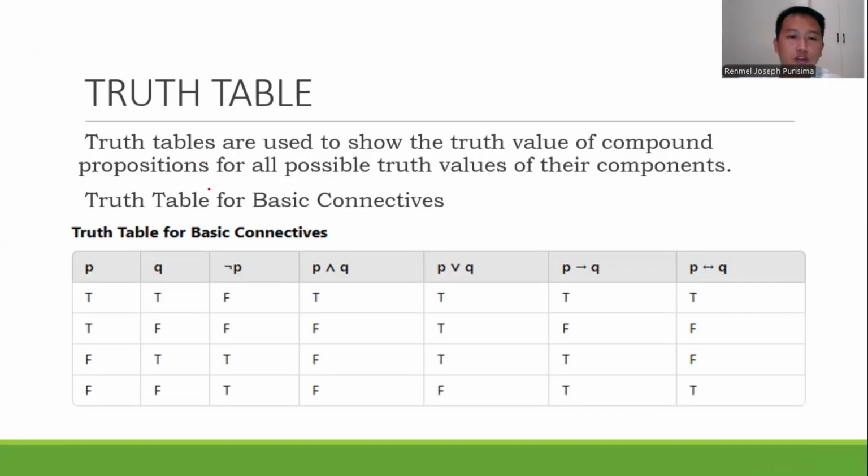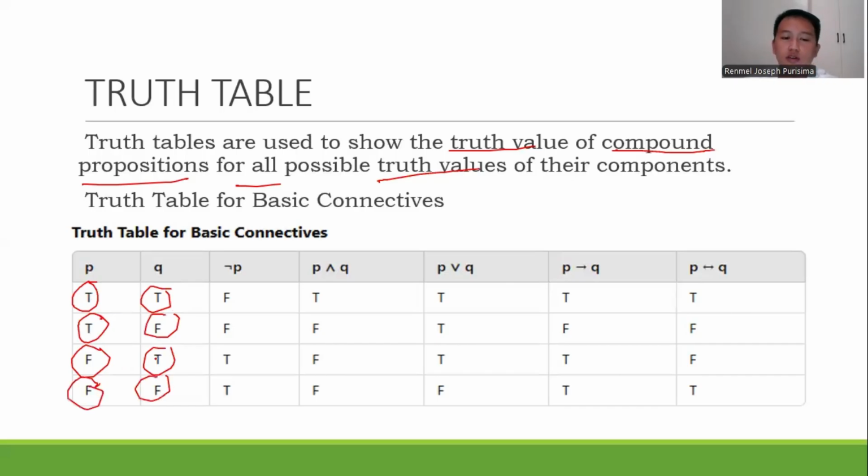Truth tables. Truth tables can be used to show the truth value of a compound proposition for all possible truth values of their components. So let's have an example. Let's suppose we have two variables, P and Q. Since we have only two variables, all the possible truth values are: both true, P is true and Q is false, P is false and Q is true, or both false.